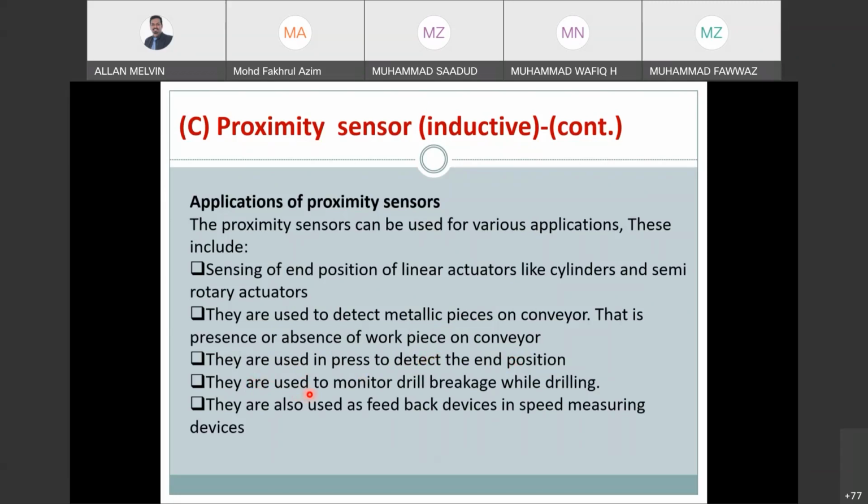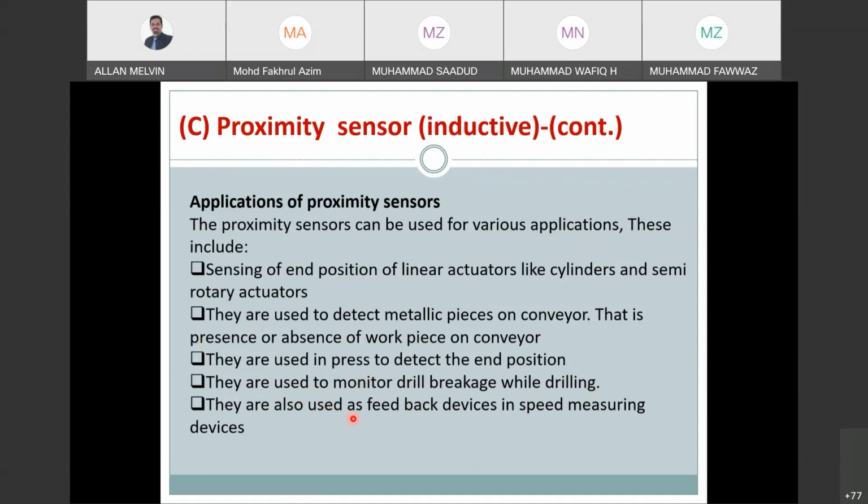Okay, so they are used to monitor drill breakage while drilling. So you are drilling, let's say a drilling application, you are drilling. Once you finish drilling, your sensor will detect, then your drill will stop. And after some time it will move back. You can use that for that.